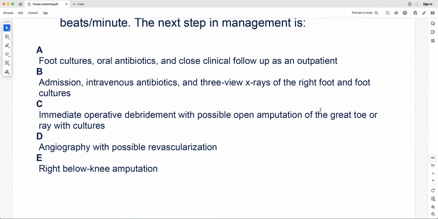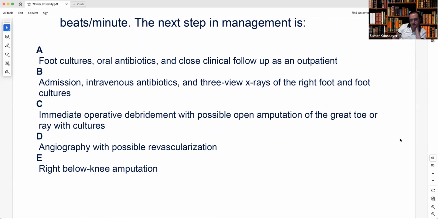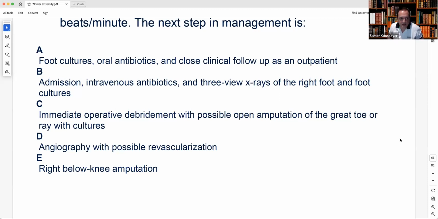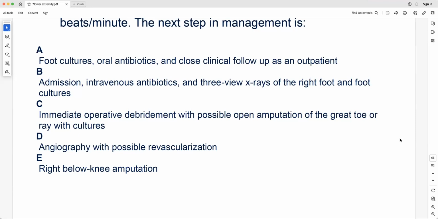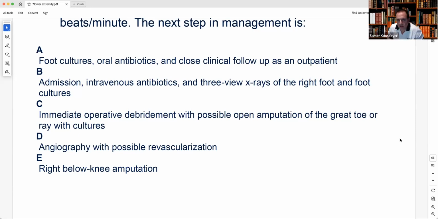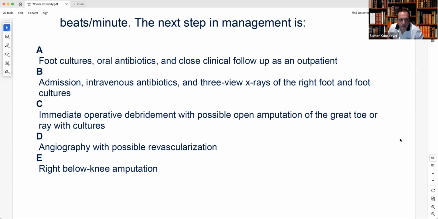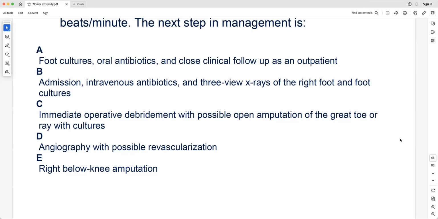Okay, let's go through them one by one. Foot cultures, oral antibiotics, and close clinical follow-up as an outpatient. Admission, I don't think so, no. You think just do foot cultures, give antibiotics, and send her home to see her in the clinic? Is that acceptable? No, no, she's in sepsis. Okay, now B, we're going to go one by one. Sure. Admission, IV antibiotics, three views of X-rays of the right foot, and foot cultures.